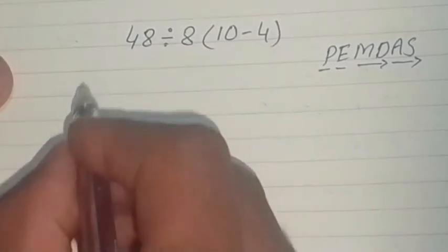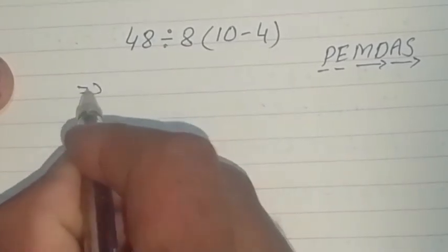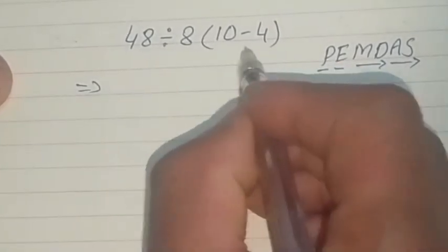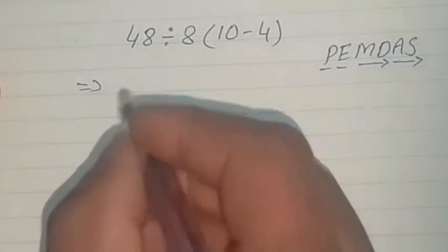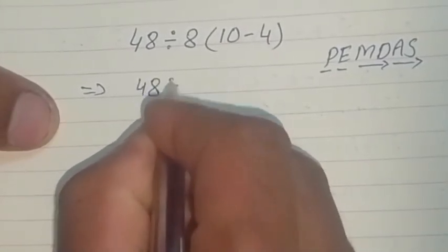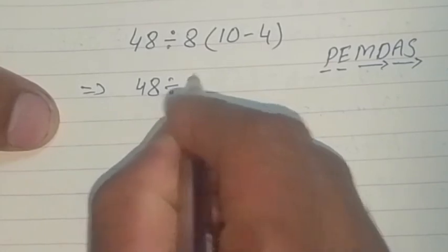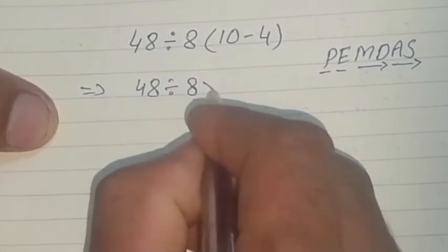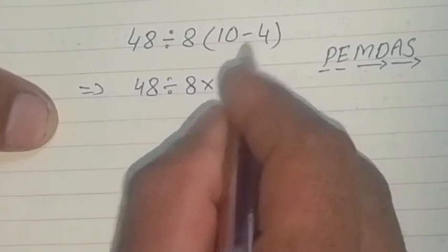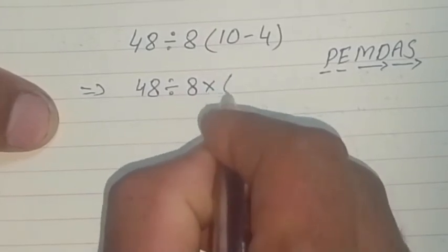So first, according to the rule, first we solve parenthesis. Now we have one parenthesis here, so the equation becomes 48 divided by 8, and here multiplication, and inside of the parenthesis 10 minus 4, they give us 6.